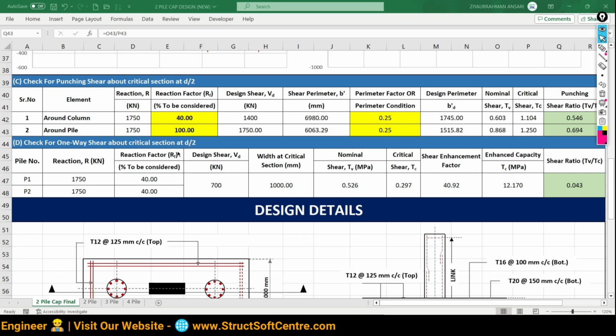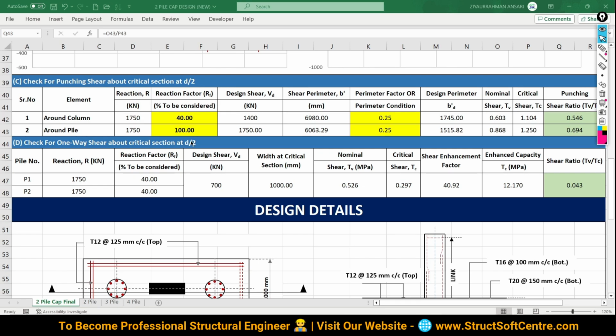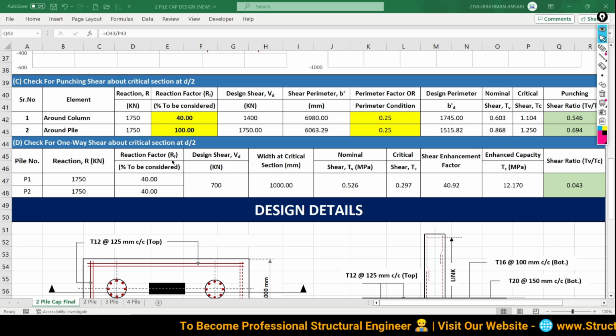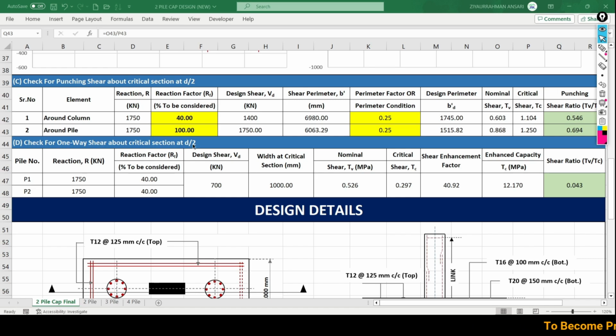Now you may have a question: why am I going to perform the one-way shear check at a distance of d by 2? The answer to this question I have given in detail in the manual calculation of the pile cap. Why we are considering the one-way shear check at a distance of d by 2 from the face of the column instead of the actual d.